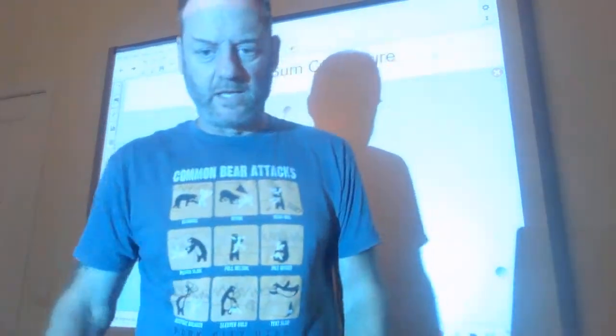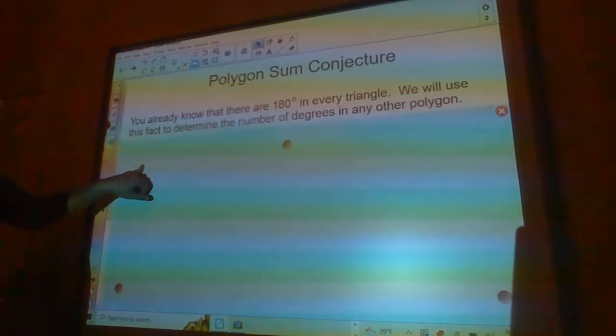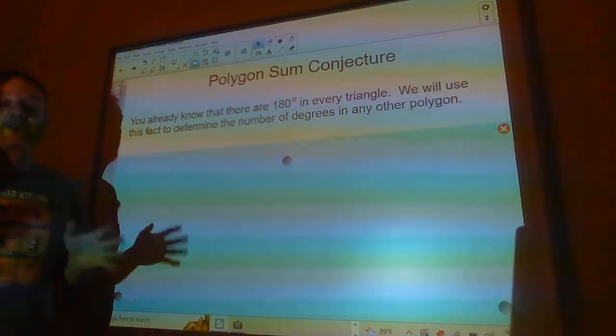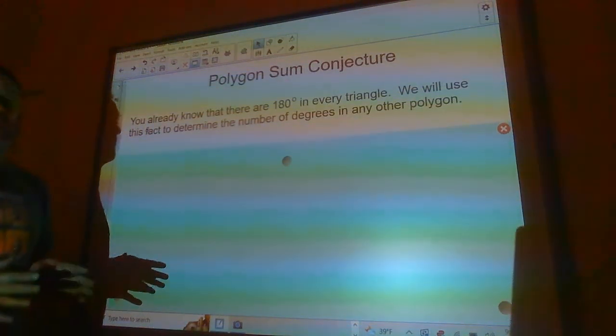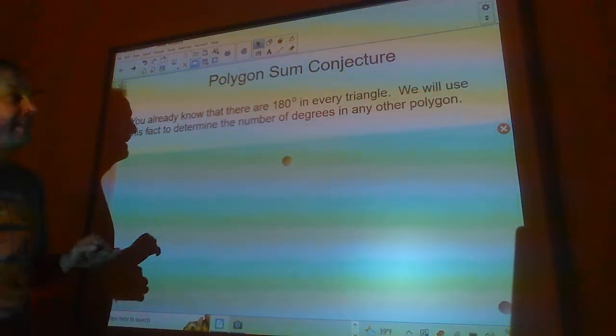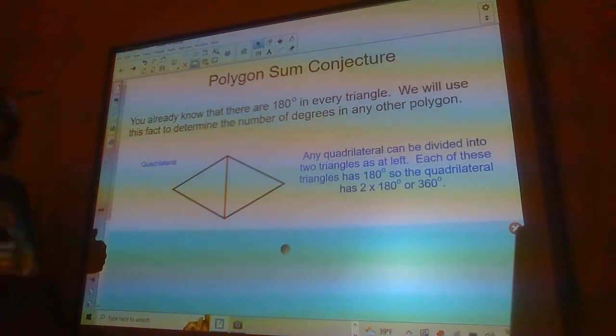Hello, everybody. We are here today to talk about the Polygon sum conjecture. Okay, so you already know that there's 180 degrees in every triangle. So we're going to use this to determine the number of degrees in any other polygon that we want. So let's start with a quadrilateral.